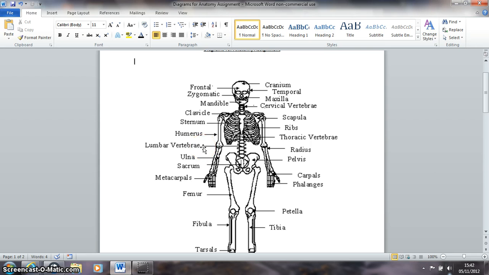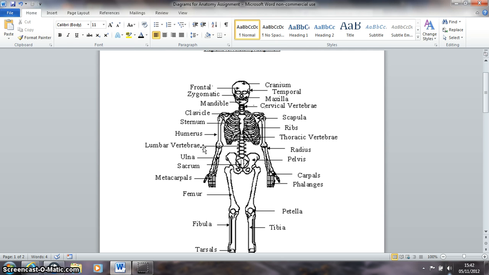And secondly, the appendicular skeleton. This is made up of 126 bones, and this mainly includes limbs such as the bones of the arms, hands, legs, shoulder girdle, pelvic girdle and your feet. Their main function is to help with movement.